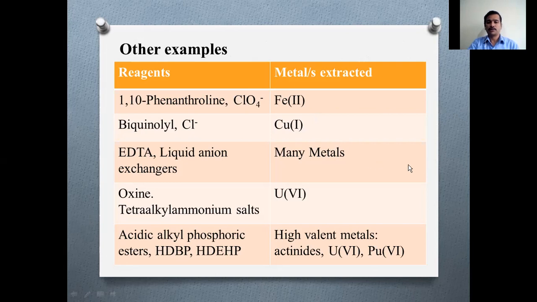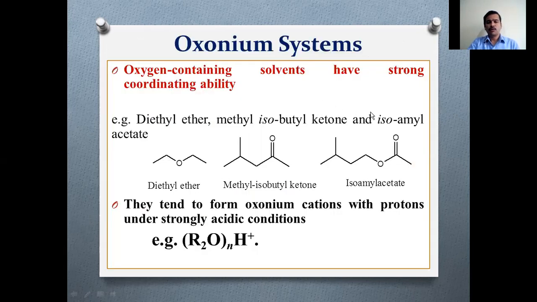Similarly, other systems. And let us move on to the next type of ion association complex, that is oxonium systems. So oxonium systems will be formed whenever we are going to deal with oxygen containing solvents, because they have got strong coordinating ability. So oxygen containing solvents, mainly diethyl ether, methyl isobutyl ketone, or isoamyl acetate, isoamyl alcohol can also be used.